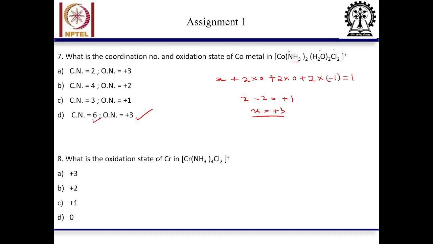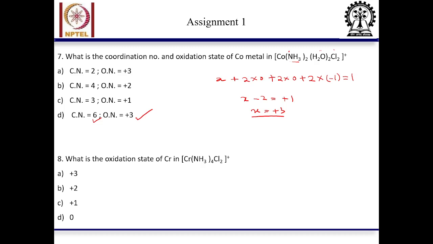Now I will go to question number 8. What is the oxidation state of chromium in Cr(NH3)4Cl2 plus? I think this time others should also tell the oxidation state of chromium. They can calculate and just tell. Yeah, at least one new member, Rupali ma'am, also said that.